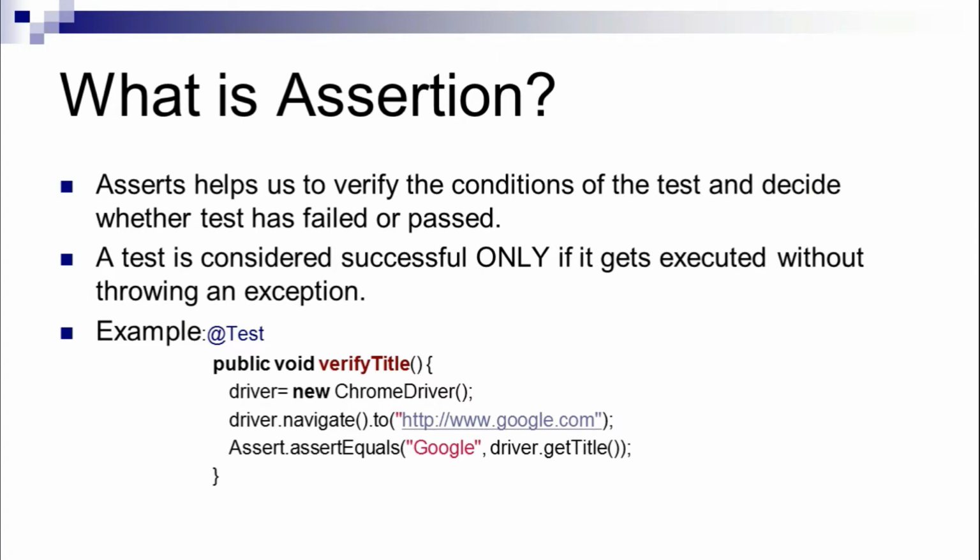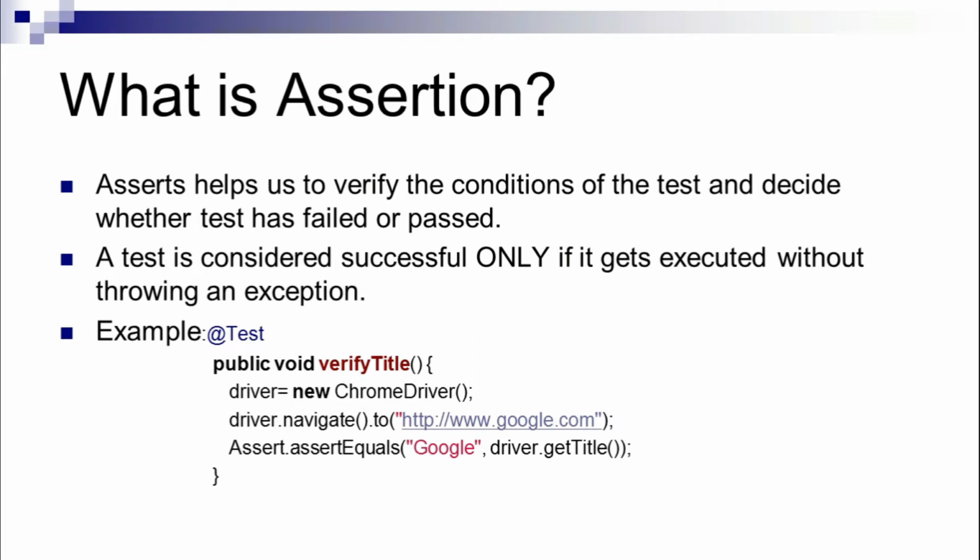And when will it throw an exception? When the assertion fails. So you'll get an assertion exception. This is an example wherein I'm checking if the title of Google is Google or not. I'm going to google.com, fetching the title and checking it with Google. If that's the same, my assertion will pass and hence my test case will also pass. If my assertion fails, my test case will also fail.